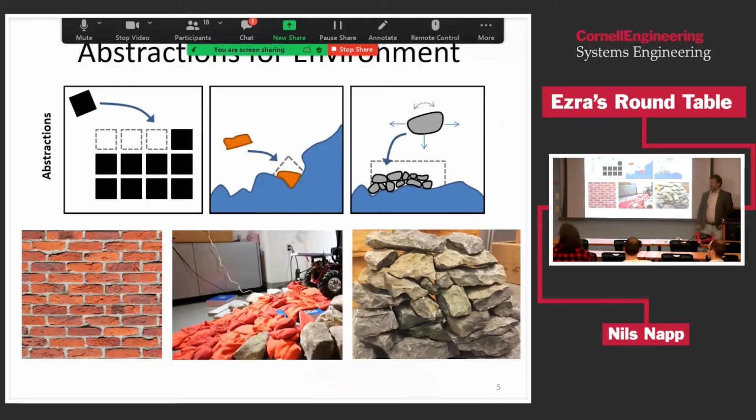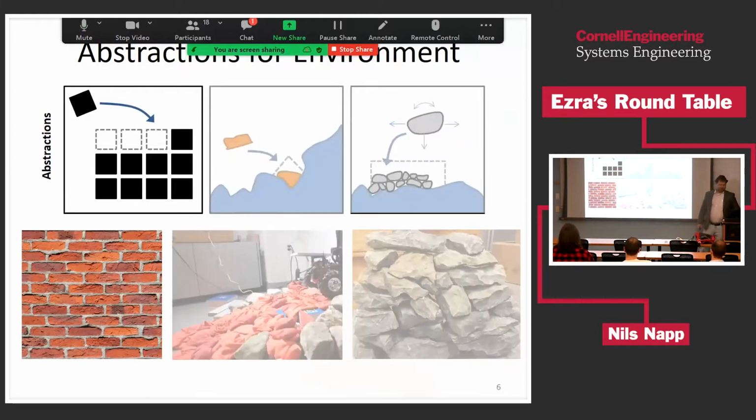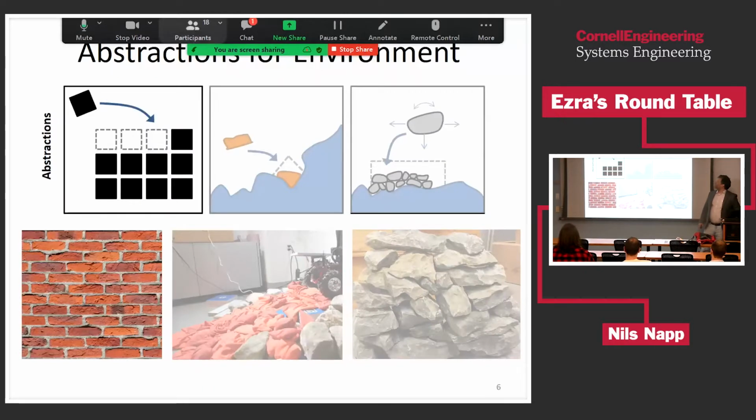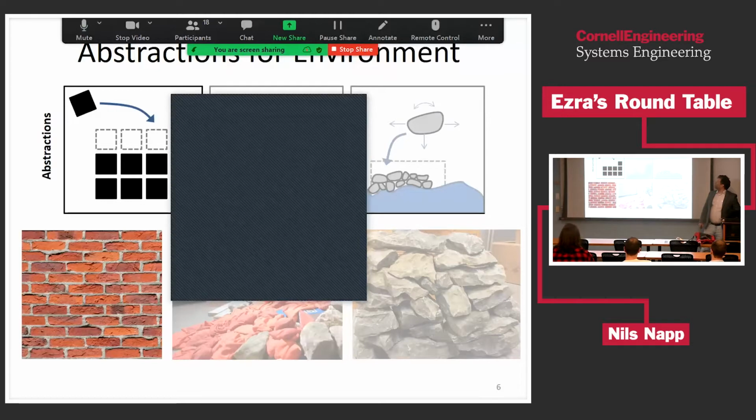So if you want to click on your slides, that bar will go away. I'm not sure. If you pull up the chat and close it again, the bar will go away. Sorry about that. There we go. Cool.